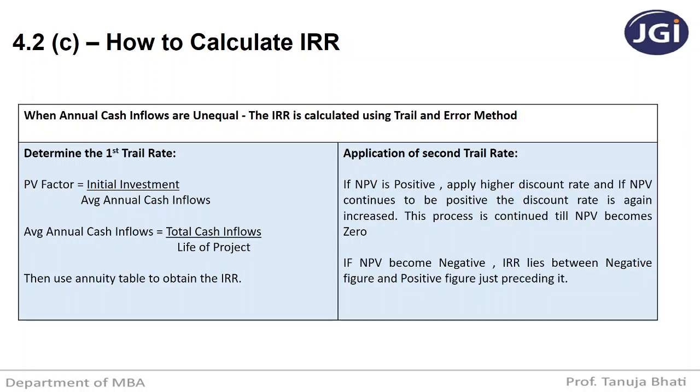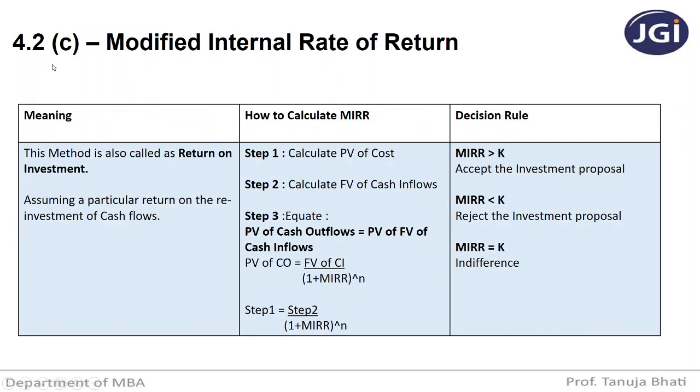You all will understand it better when we solve the problems. Next, modified internal rate of return. This method is also called return on investment, assuming a particular return on reinvestment of cash flows. The modified internal rate of return came into picture because there were some deficiencies in the internal rate of return. So it is nothing but a particular return which is reinvested in a cash flow.